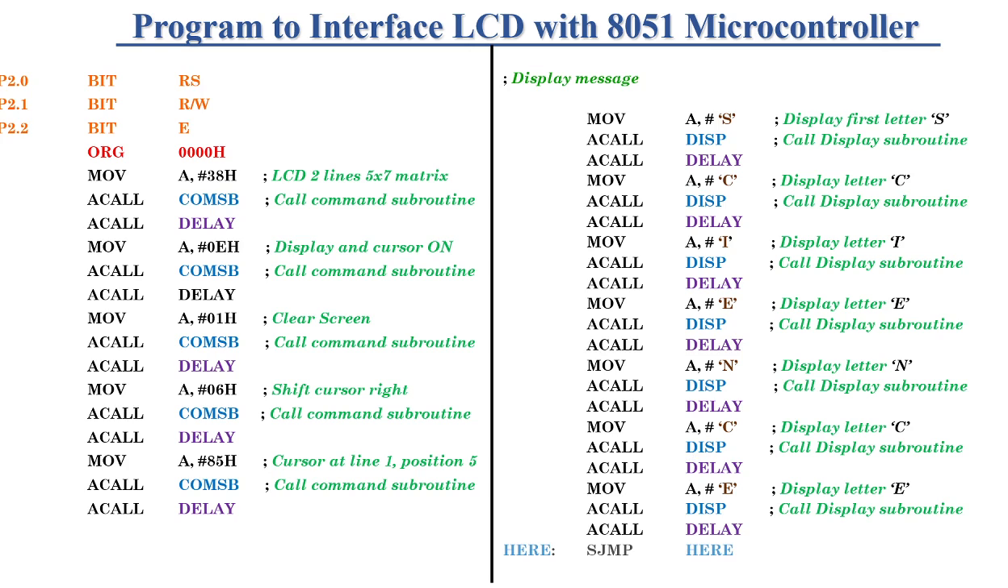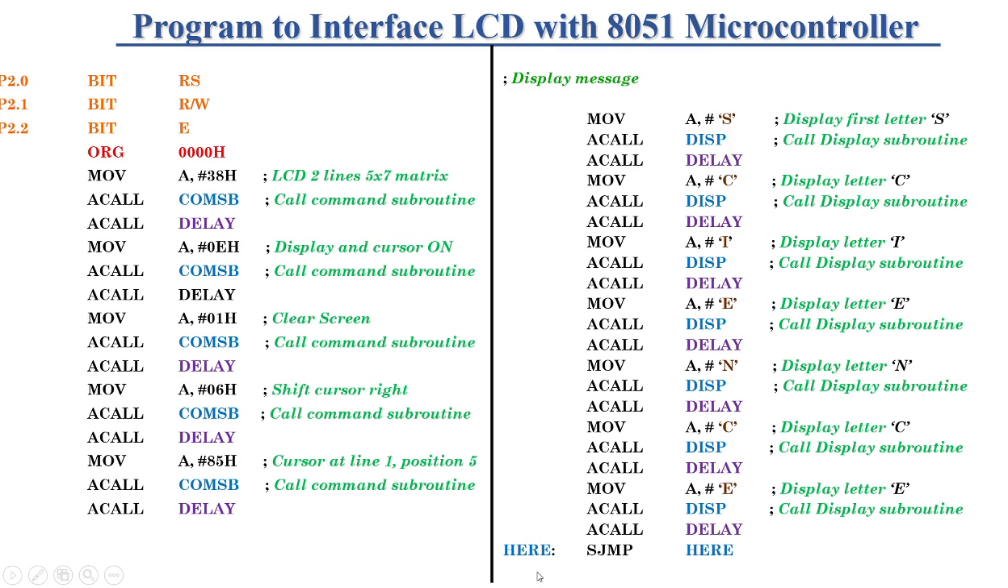Now, if we want to repeat this, we can add a jump here. If we want to repeat it, we can go to the first line, or we can simply stop over here, and we have given the SJMP command here.